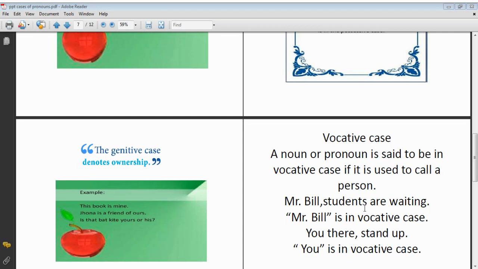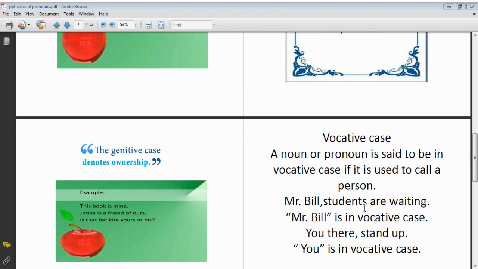So they show possession. Whenever a noun is used in the sentence just to show possession, it means that it is in the genitive case or the possessive case. Like in the example, "This book is mine." In "mine," suppose it is underlined, or it is not always the case that the pronouns will be underlined. So it means that this is something understood, that it is written in the genitive case.